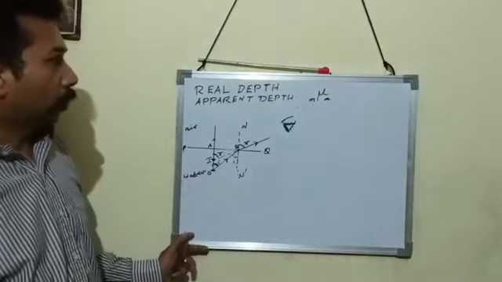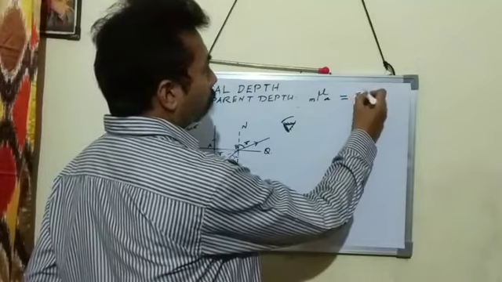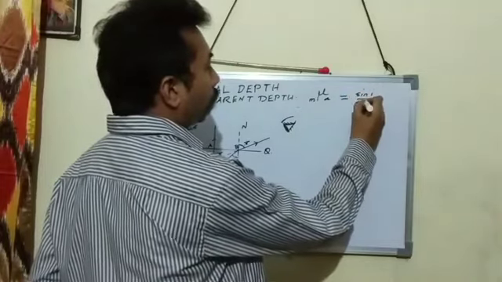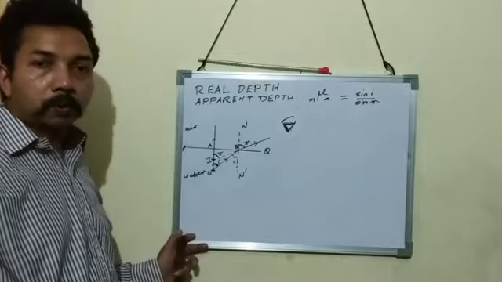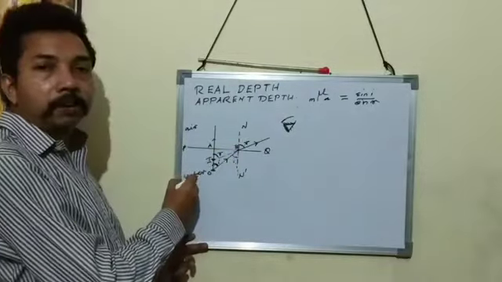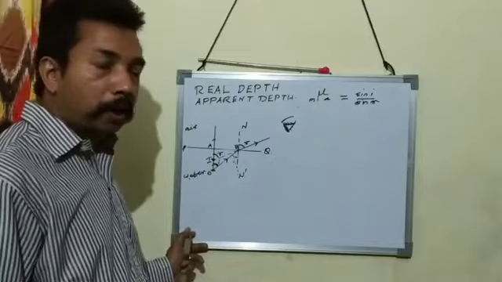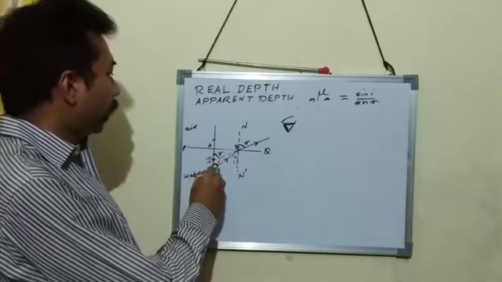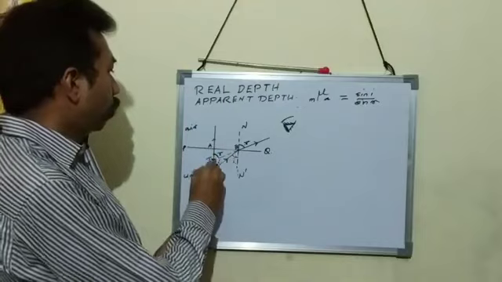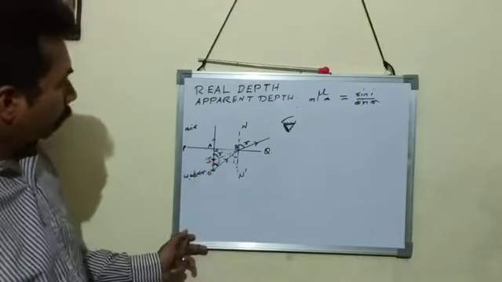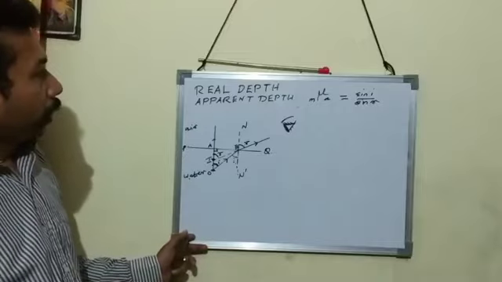The refractive index of air with respect to the medium, that is equal to sin i by sin r. You may be remembering the laws of refraction of light. Refractive index of air with respect to medium, m stands for medium, here medium is water, equal to sin i upon sin r. In order to find sin i, we take the right angle triangle OAB.